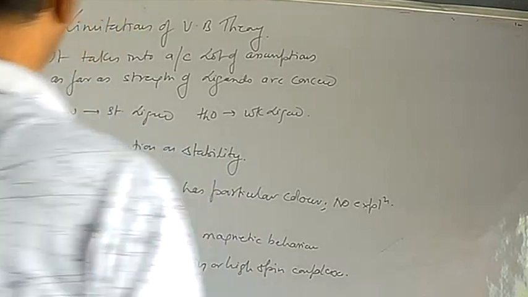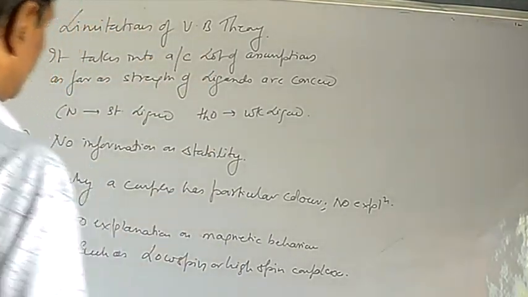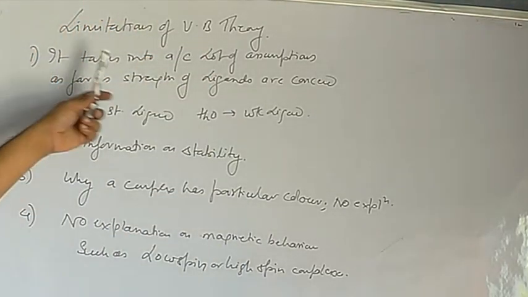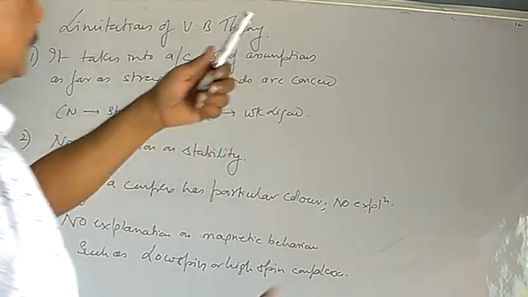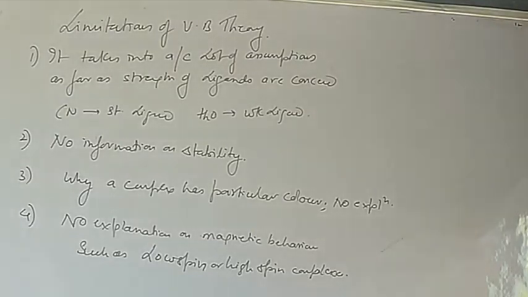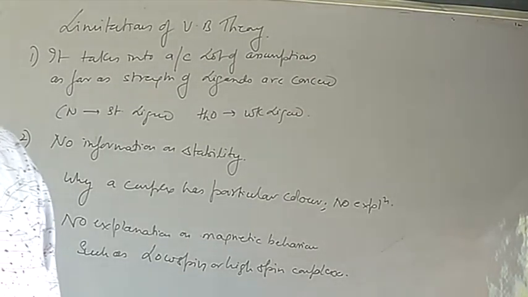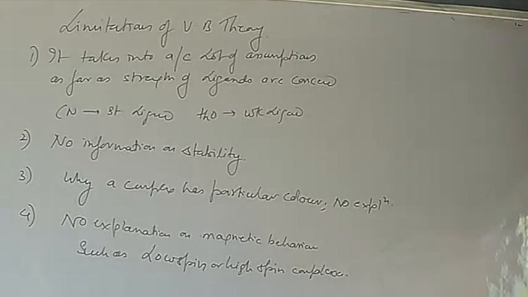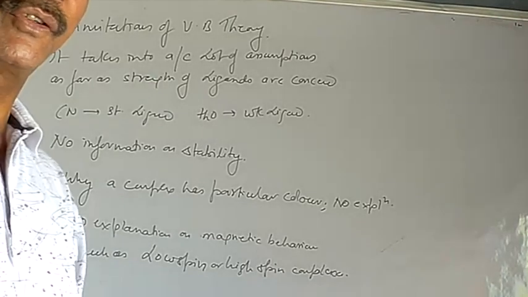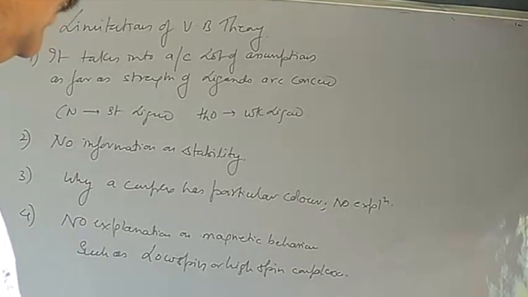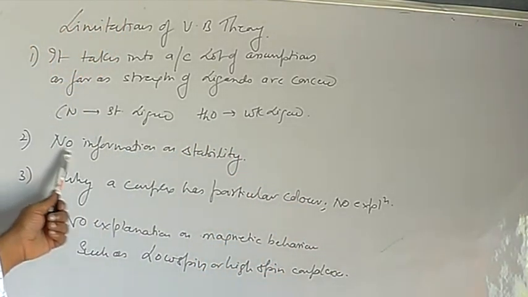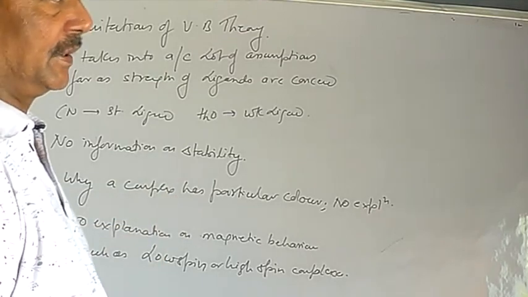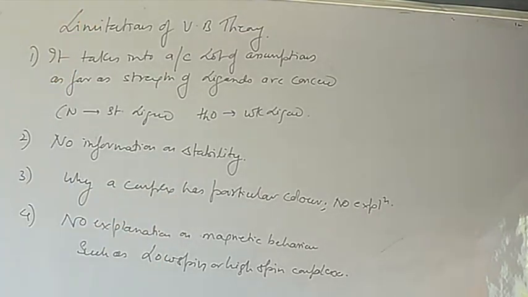Now class, we will move on. Limitations of valence bond theory. First limitation: it makes a lot of assumptions as far as the strength of ligands is concerned. Class, you have been told that CO and CN act as strong ligands, and water and others act as weak ligands. But why they act as strong ligands and why others act as weak ligands has not been specified. Point number 2: no information on stability. Why the complexes are highly stable, that is also not told by valence bond theory.